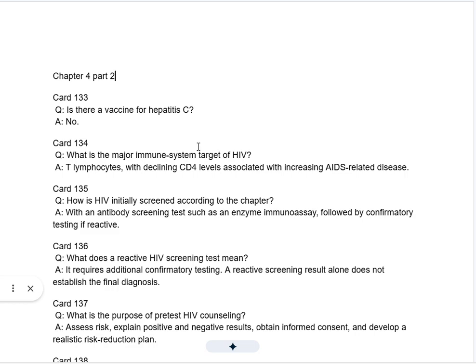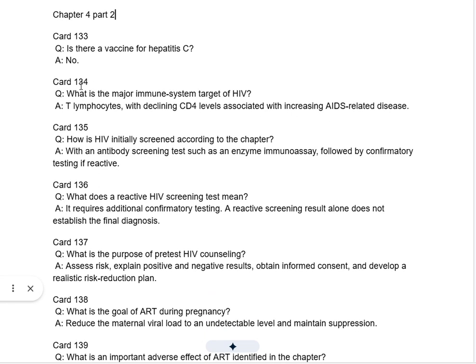Q. Is there a vaccine for hepatitis C? A. No. Card 134. Q. What is the major immune system target of HIV? A. T lymphocytes, with declining CD4 levels associated with increasing AIDS-related disease.